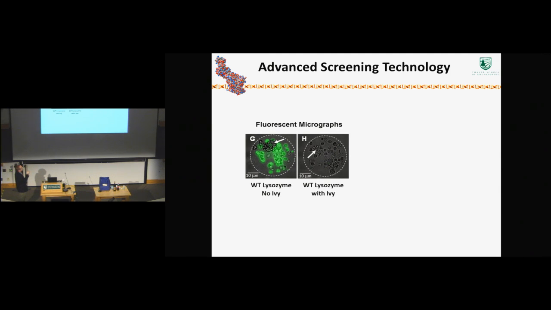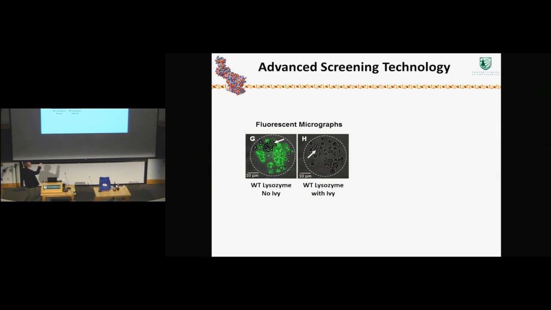These are yeast that are secreting wild-type human lysozyme in this case. Now, peripheral to the yeast colony, you see these other clumps of cells. These are actually the target bacteria. So a yeast secreting wild-type human lysozyme in the absence of IV kills those bacteria, and we get a bright fluorescent signal in that GMD.